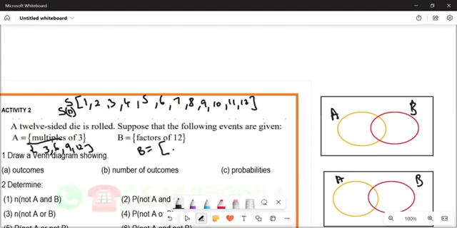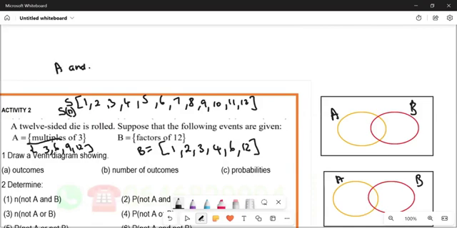Factors of 12. It's 1, it's 2, it's 3, it's 4, it's 6, and then it's also 12. And then let's check here A and B.